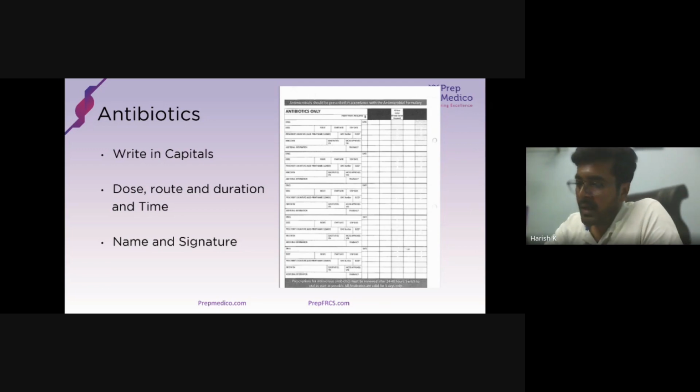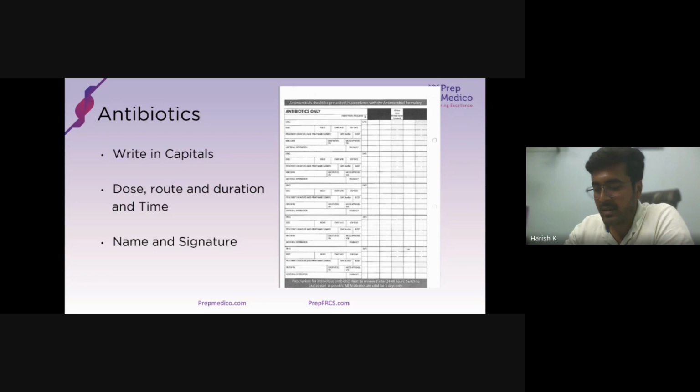Next, here you have to write the start date and stop date. For antibiotics, it usually depends on the condition, whether the infection is severe. If it is severe, the antibiotic will be given for 10 days. If the infection is not severe enough, it will be given for 5 days or 7 days. You have to check these details in the BNF and write it down.